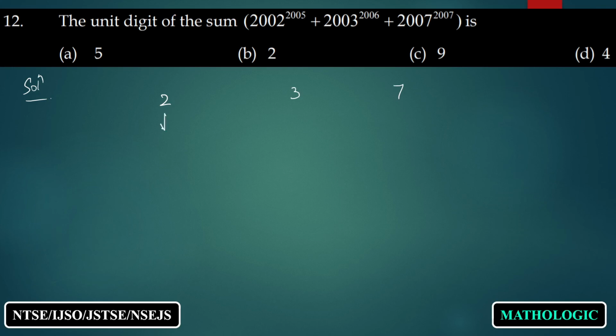So the power cycle of 2 is 4, the power cycle of 3 is also 4, and the power cycle of 7 is also 4. So just divide these powers by 4 and get the equivalent units place, and then sum them up, and you will get the answer.